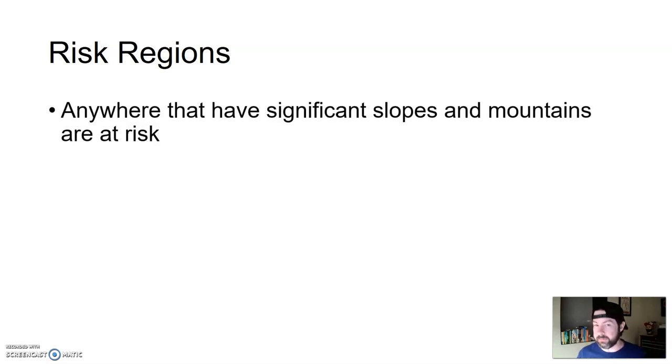Well, typically, the first thing you need is some slope, some hills and/or mountains. So, anywhere that has significant slopes, mountains, hills, they're at risk. So, you kind of need that. From there, you have to look at all the other factors, but in wet climates or in dry climates, in warm places and cold places, mass wasting can occur. But probably the first thing you need is some slope.